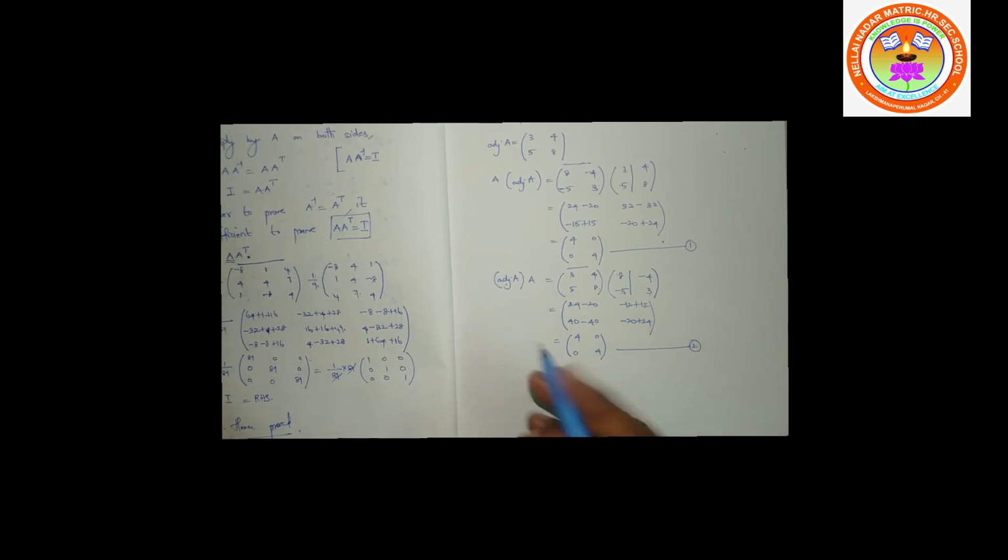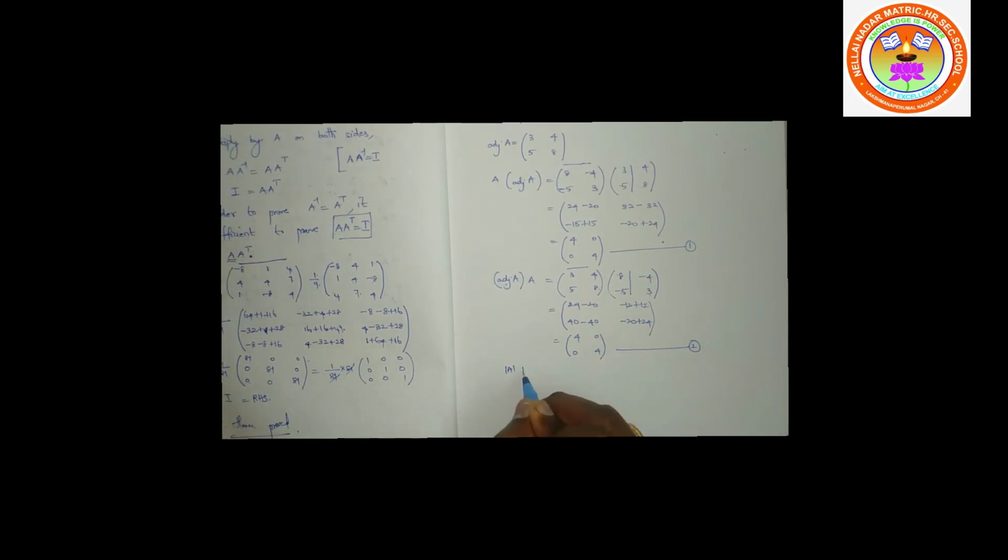The last step, what I want to do, is determinant of A into I. The final step is nothing but determinant of A into I. What is the determinant of A? We have found it is nothing but 4. What is the I value? The I matrix is 1 0 0 1. So multiply: 4 into 1 is 4, 4 into 0 is 0, 4 into 0 is 0, 4 into 1 is 4. Keep it as equation 3.